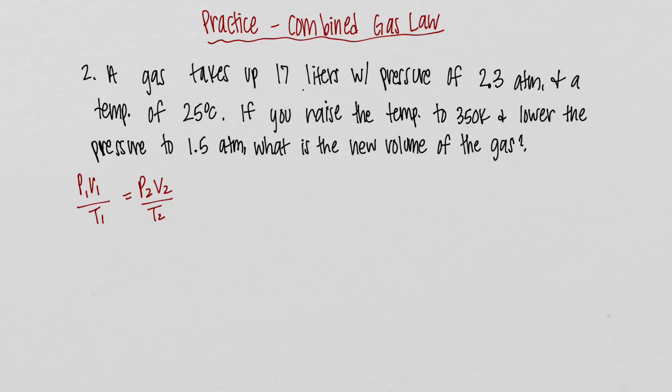So here, this is your combined gas law. You have to rearrange it to have the variable that you're looking for by itself. But in order to be able to do that, we have to go through here and figure out what it is that we have. So a gas takes up 17 liters. Okay, so that 17 liters is going to be our initial volume. So V1.